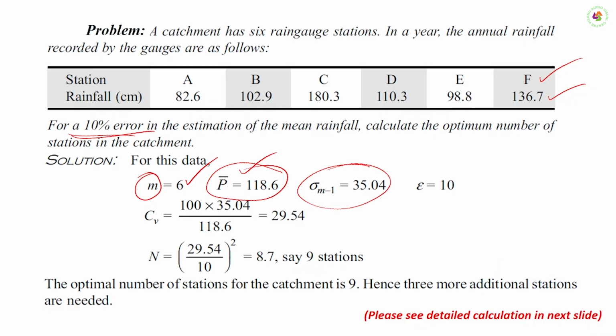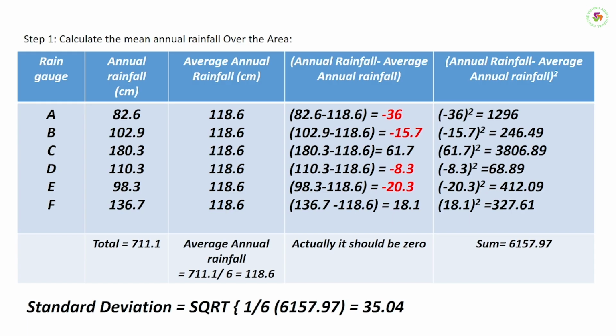Then, sigma, m minus 1: how to calculate the standard deviation? This is nothing but the standard deviation. The error is already given in terms of percentage, so use that and calculate. Now I will show the calculation quickly. This is the number of stations, 6 already. This is the rainfall at all the stations. Now what is the average? The total divided by 6. So all this is nothing but the average.